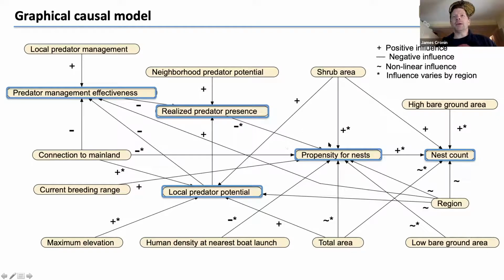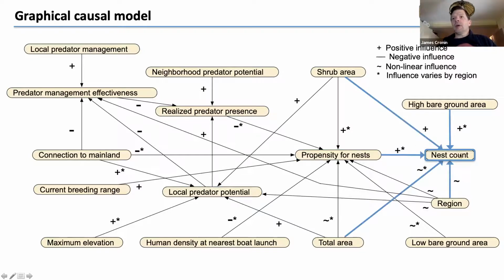Here we're going to walk through the structure, because I think it's easier to look at the causal model than it is to actually look at the Bayes net. What we're going to focus on here are these middle or internal variables, which are nest count, the propensity for an island to be used for nests, the potential for an island to support local predator populations, the realized predator presence, and the effectiveness of predator management.